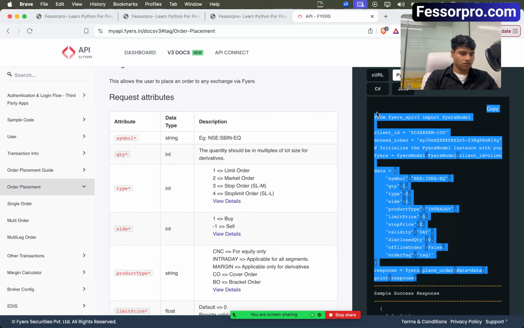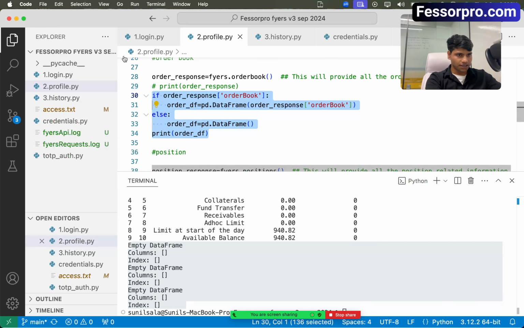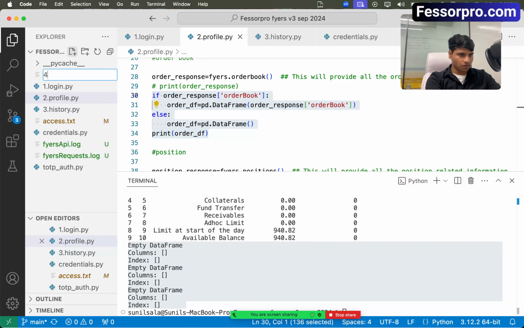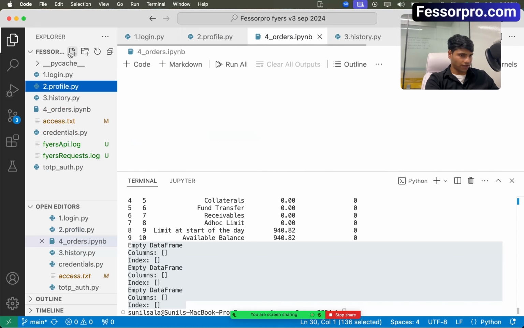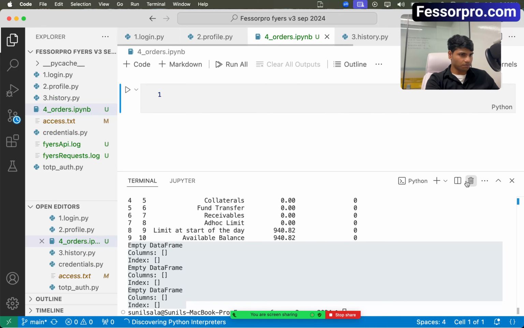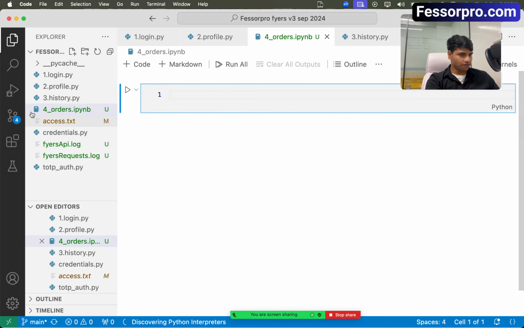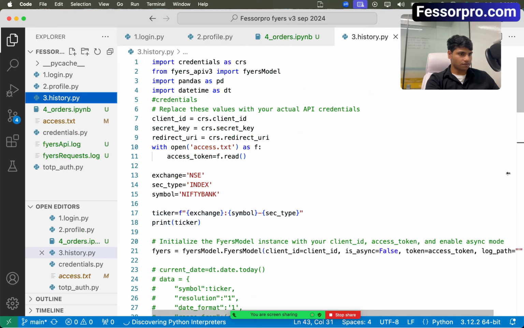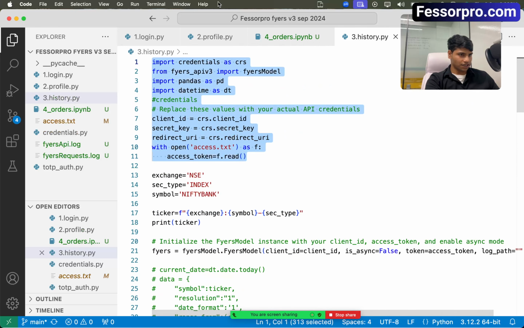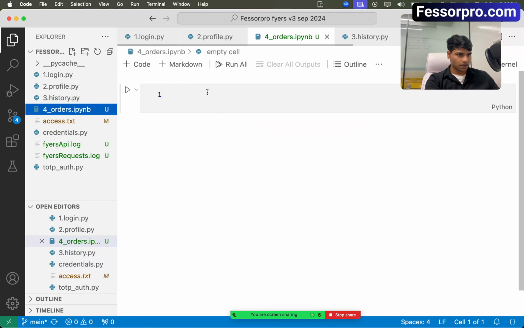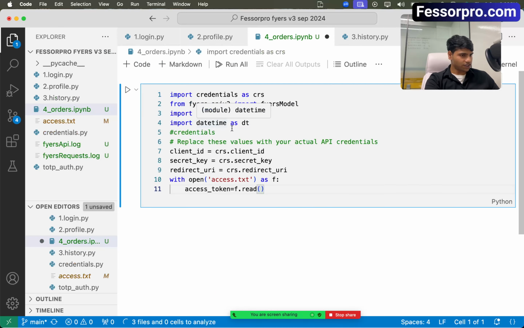So what I'll do, I'll go to VS Code. Let's make a new file. Let's call it 4_orders.ipynb. For orders, I'm creating a Jupyter file. This will be easier for me to represent. So what's the first thing we need? First thing is we need our credentials. I'll just copy this and paste it here. No matter which file you make, this is the first thing you need. You need your client ID, your secret key, and your access token. How to get this, I've already discussed in our previous session.